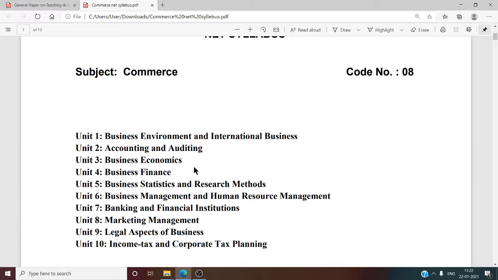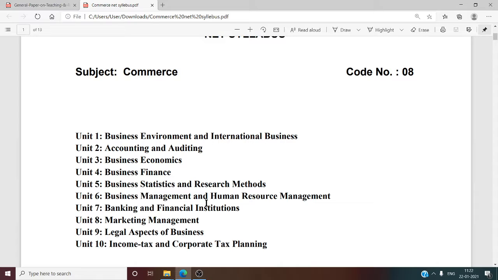See, unit number 1 is regarding business environment and international business. Unit number 2, accounting and auditing. Unit number 3 is business economics. Unit number 4, business finance. Unit number 5, business statistics and research methods. Unit number 6, business management and human resource management. Unit number 7, banking and financial institution. Unit number 8 is marketing management. Unit number 9, legal aspects of business. Unit number 10, income tax and corporate tax planning.